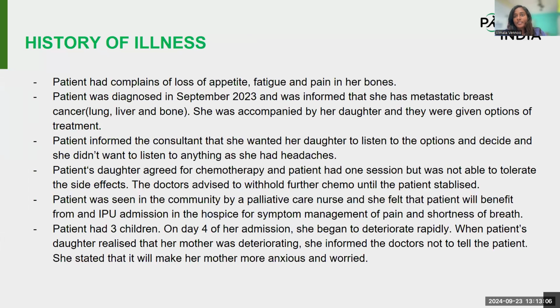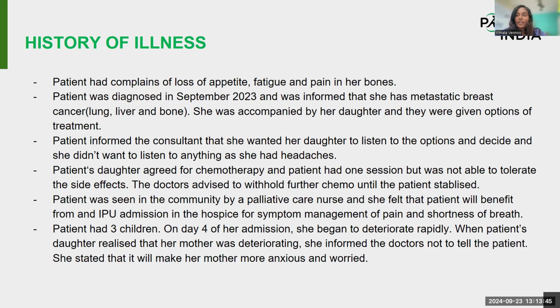So, history of illness. This patient complains of loss of appetite, fatigue, and pain in her bones. She was diagnosed in September 22 with metastatic breast cancer. When she went for her final consultation appointment, her daughter accompanied her, and they were given options of treatment, but the patient wasn't in the right state of mind, and she said that she wants her daughter to listen to the options and decide. The daughter agreed to chemotherapy, which the patient had agreed to, and she went for one session, but she was not able to tolerate the side effects. So the doctors advised to withhold further chemo until the patient stabilizes.